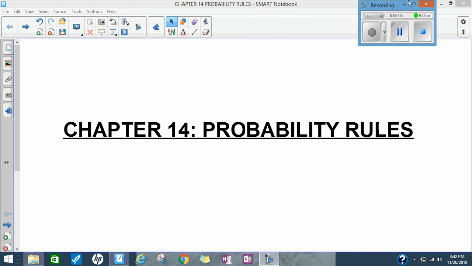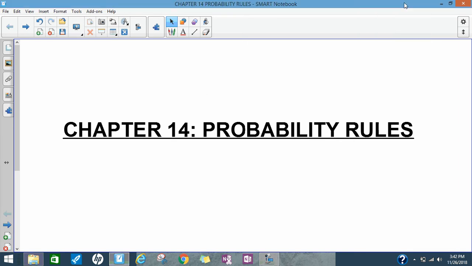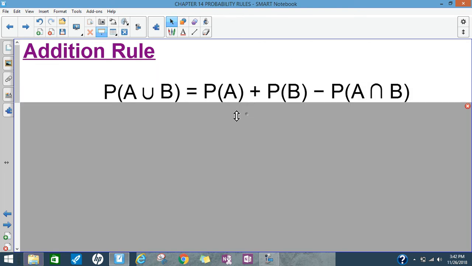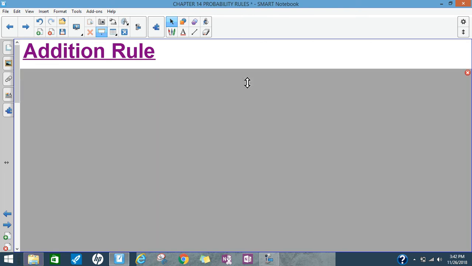Hey, today we are going to talk more about some probability and some probability rules. So just a start to chapter 14. The addition rule is something we've talked about already, but we talked about the addition rule when two things were mutually exclusive or disjoint. So they couldn't happen at the same time.